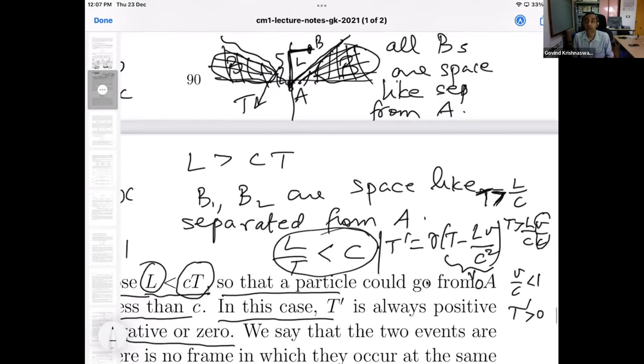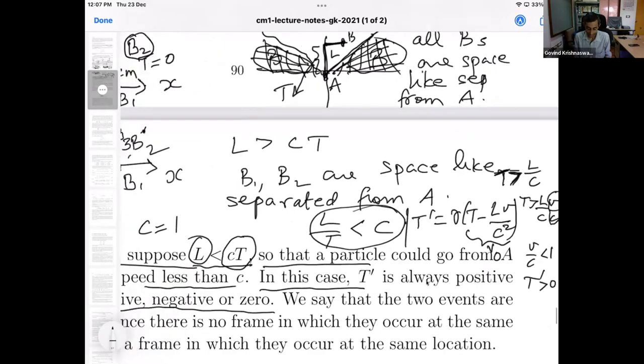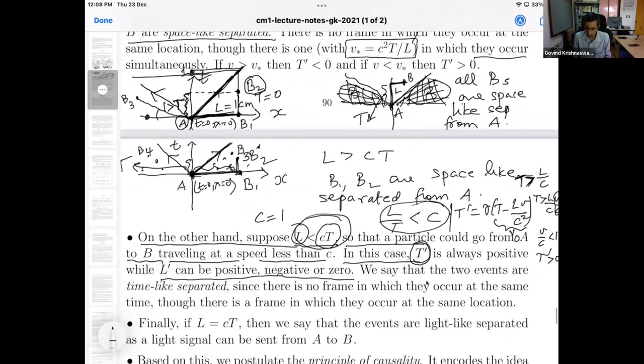I hope that was understandable. What we have shown is that if L is less than CT, that is if a particle can make it from A to B traveling at a speed less than that of light, then the temporal separation between the two events in any frame is always positive. Under such circumstances, we will say that the two events are time-like separated.